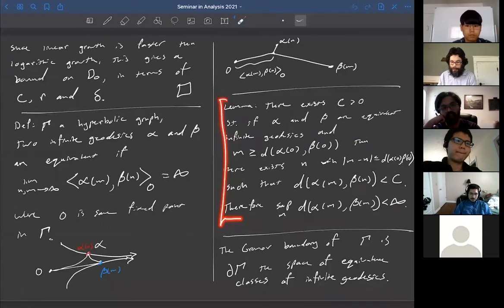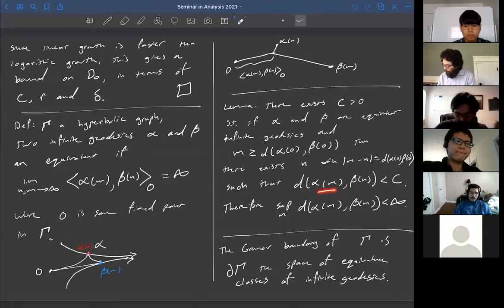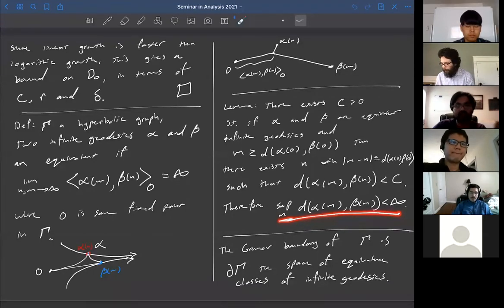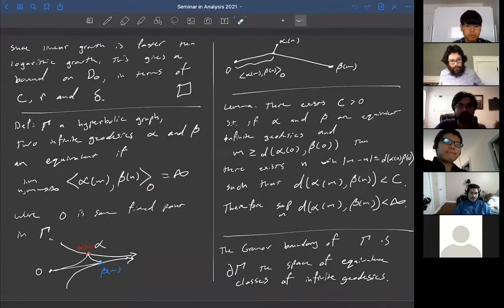Then we were going to prove a lemma to show that this is actually an equivalence relation: two infinite geodesics are equivalent if and only if the supremum over m of the distance between the mth point of one path and the mth point of the other is finite. The nice thing is that this is obviously an equivalence relation, so once we show it's the same as this, we see that equivalence of infinite geodesics does give an equivalence relation. Then we define the Gromov boundary as the space of equivalence classes.